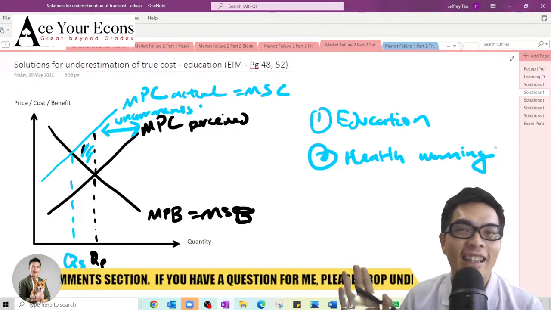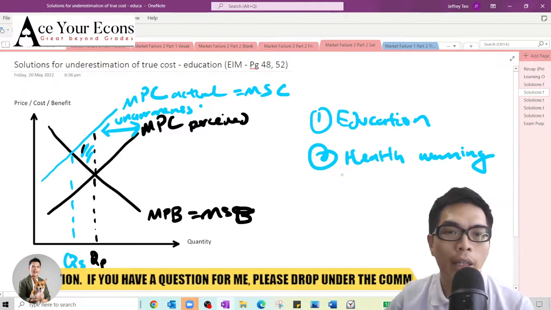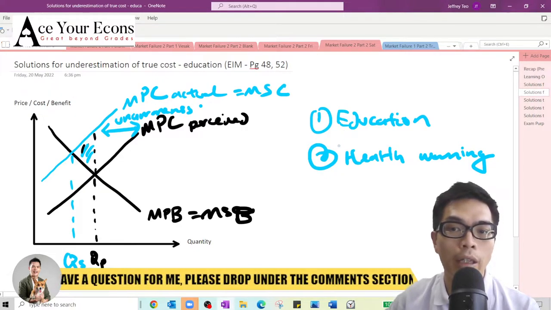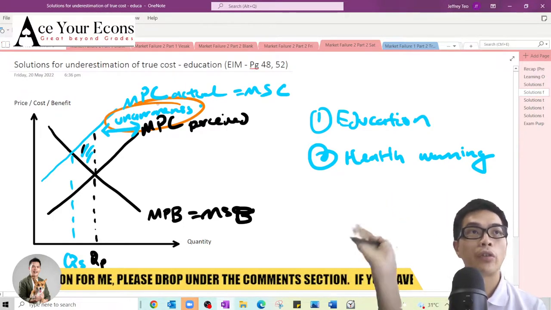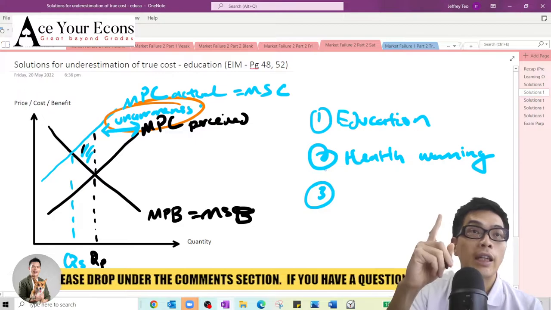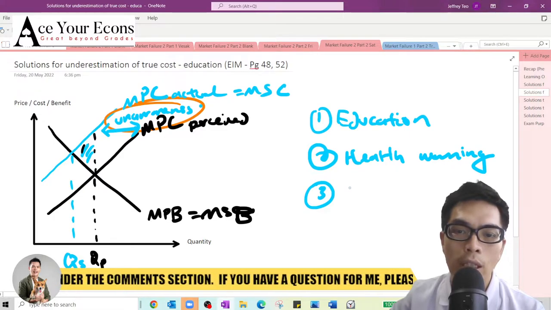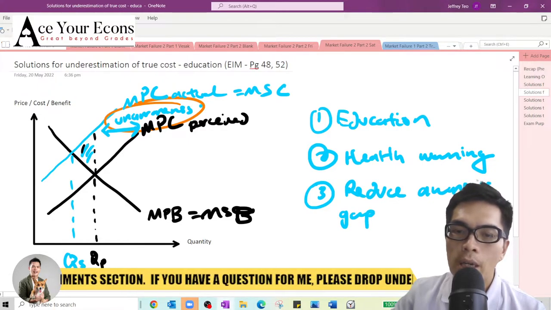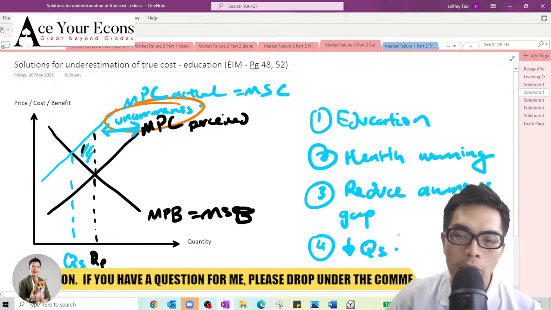It's important. The health warnings and graphical pictures are supposed to educate smokers of the actual consequences of smoking, and this will close the awareness gap. Your MPC perceived will shift to the left towards MPC actual. Please don't bring in internalizing here. There's no external cost to internalize. You want to illustrate that this will reduce the awareness gap by bringing the perceived closer to the actual, and you will reduce consumption to the socially optimal level.